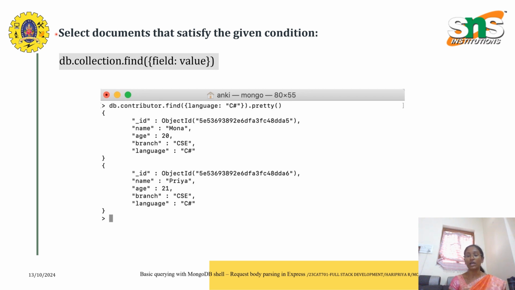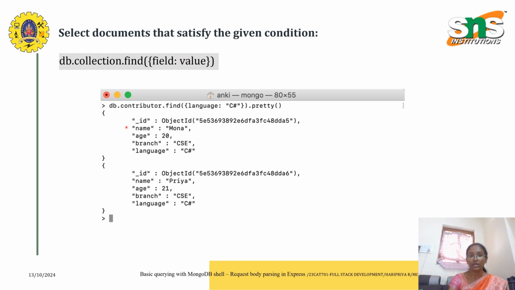Next, select documents that satisfy the given conditions. How to do that? I'll give some condition in my find field: db.collection.find, field name is value. Based on my value I will filter my data. So clear, guys? I will find something in my database, using some unique field. I want to know the data, so I give the field name is a value. Based on the values, all the matching data will be displayed on my screen.